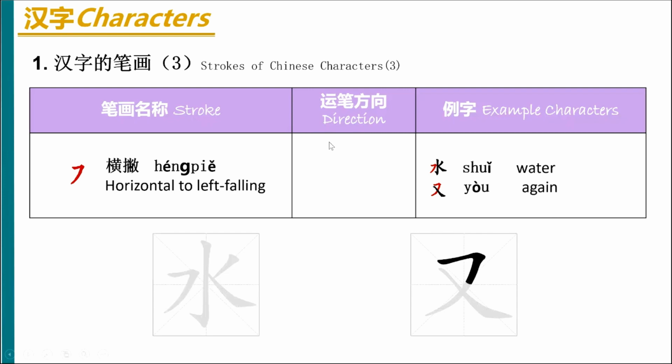The direction of writing it is also like the direction of writing 横 and 撇. So first, 横撇. First 横 and then 撇. 横撇. Example characters like 水, 水 means water. 又, 又 means again, once again.